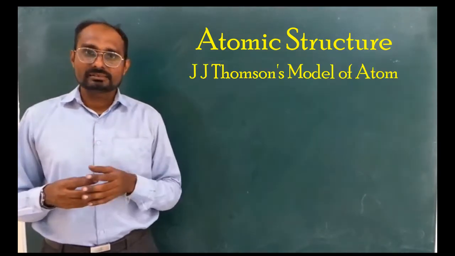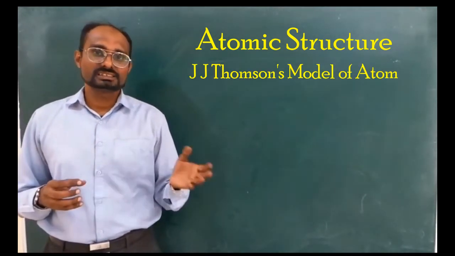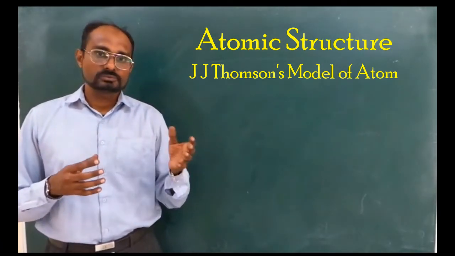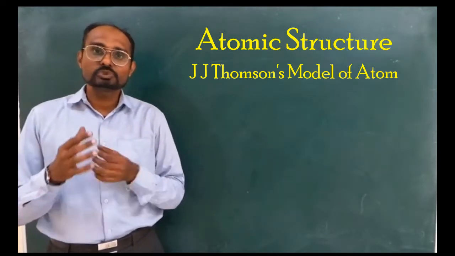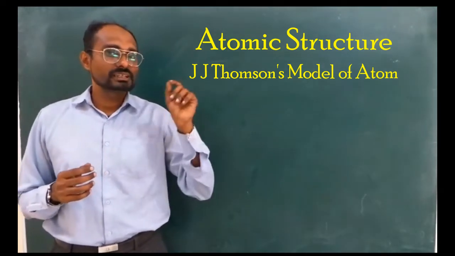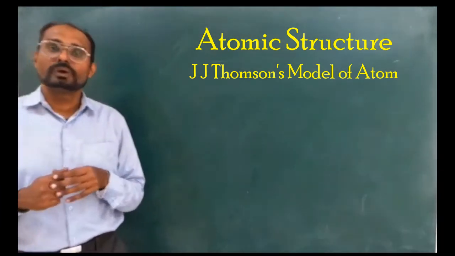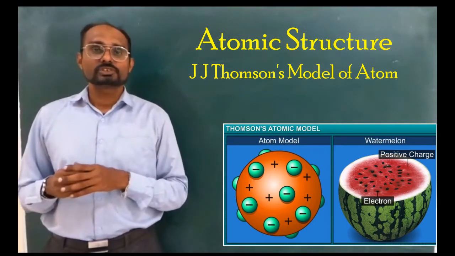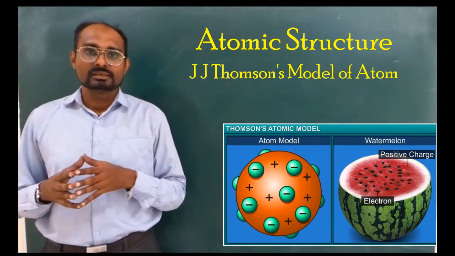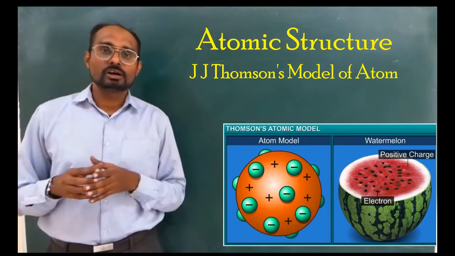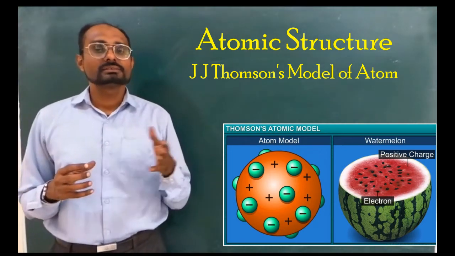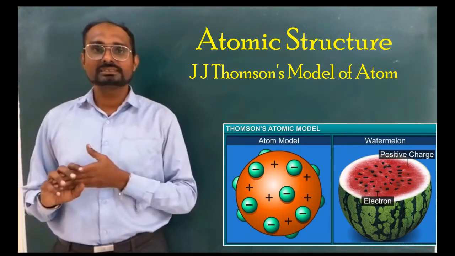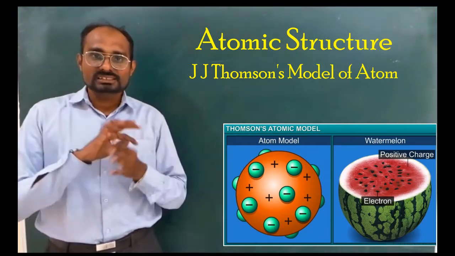Later, J.J. Thomson, after his discharge tube experiment, came to know that atom is actually having very tiny particles inside it, and those were later named by G.J. Stoney as electrons. Now, based on that, J.J. Thomson put forth his theory, which is called plum pudding model of atom, wherein J.J. Thomson stated that atom is spherical and totally filled with positive charge, and negatively charged electrons are scattered all over them.